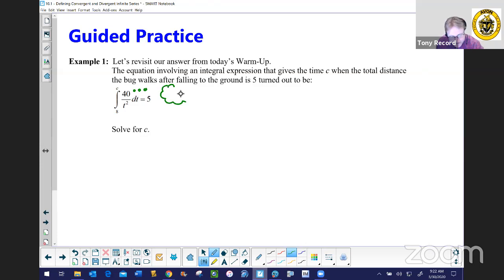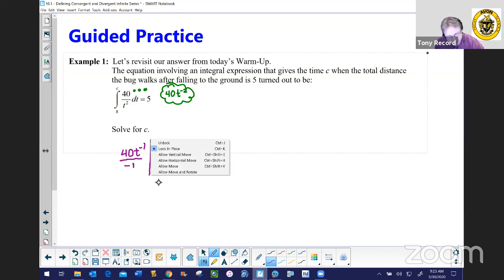If we were dreaming here, this 4 over t squared is really 4t to the negative 2. So now if we integrate that, we would end up with 40t to the negative 2. So we'd have 40 t to the negative 1 power over negative 1, let's say, right? And then our boundaries of integration are still going to be upper boundary of c, lower boundary of 8. And we know that this is going to be equivalent to 5.